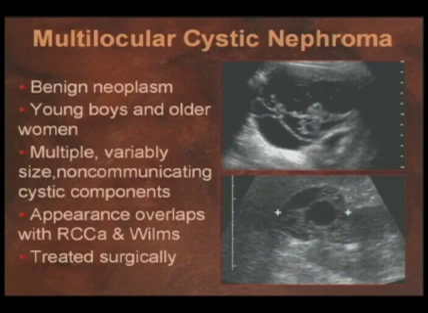The last tumor that I'll discuss is a multilocular cystic nephroma. This also is a benign tumor that tends to occur in young boys and older women. They appear as masses with multiple variable-sized, non-communicating cystic elements, as shown on the two examples on the right. Unfortunately, the appearance of multilocular cystic nephroma overlaps with the appearance of cystic renal cell carcinoma and Wilms tumors. So these lesions are also treated surgically, just like renal cell carcinomas, because we can't tell the difference.